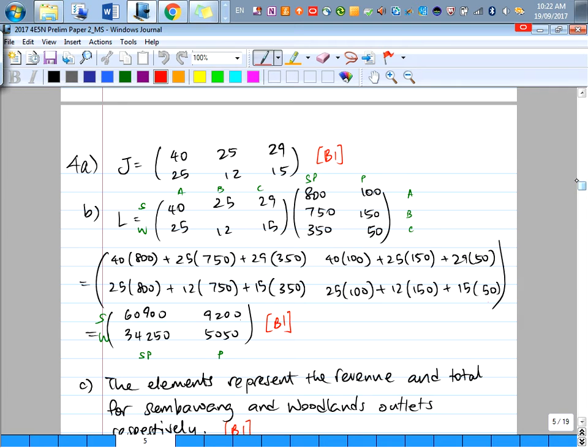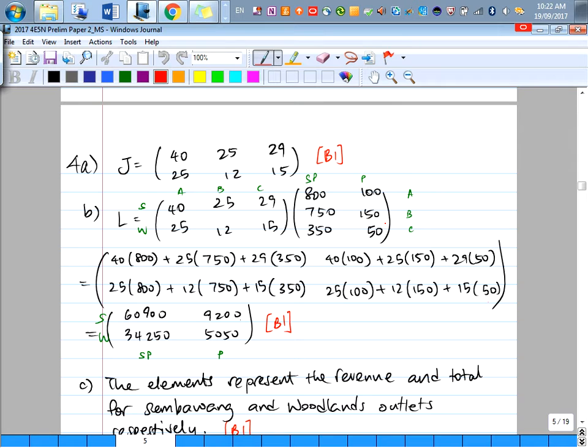Part C, we know that based on our strategy, before we do the matrix multiplication, we want to write down what the elements represent in the first place, right? So I have model A, model B, model C, and then I have the S for Sembawang, W for Woodlands. So by writing these down, it will help me answer part C what they represent. Okay, so that was for matrix J. Then on the right side, I have matrix P. So SP over here, referring to the selling price, and then the profit, model A, B, and C.